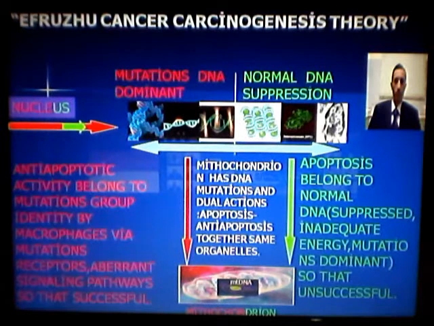So this mitochondrion organelle's behavior shows us, molecularly, two opposite dynamics, anti-apoptotic and apoptotic activity, but the mutations group identity has a dominant effect, so the anti-apoptotic dynamics are dominant in the effect of behavior actions dynamics inside of mitochondrion. Thank you very much.